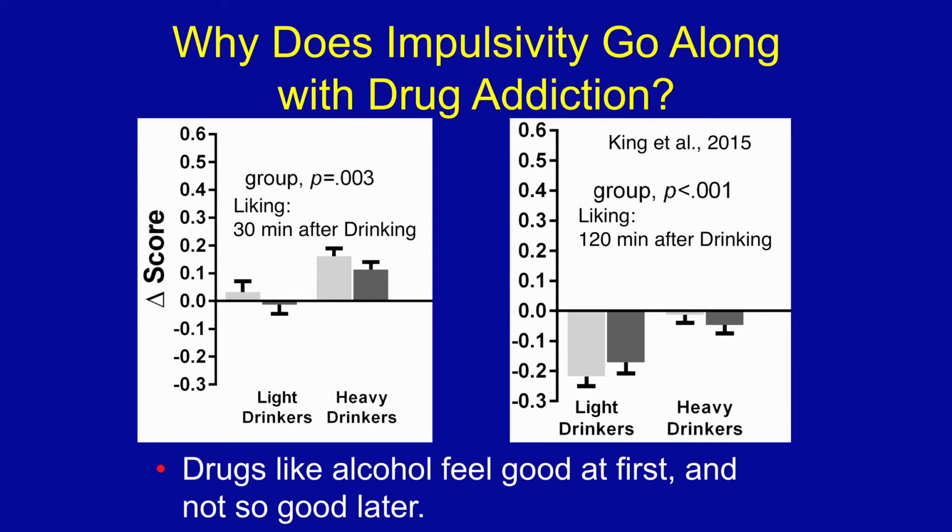So this is a study from Andrea King's lab. She's here on the faculty at the University of Chicago, and she actually asked people how much they liked the way they were feeling. Half an hour after drinking, heavy drinkers really like the way that they're feeling. Light drinkers don't really change that much. But 2 hours later, light drinkers feel pretty crappy. They feel worse than they did at the start. And heavy drinkers feel just a little bit worse.